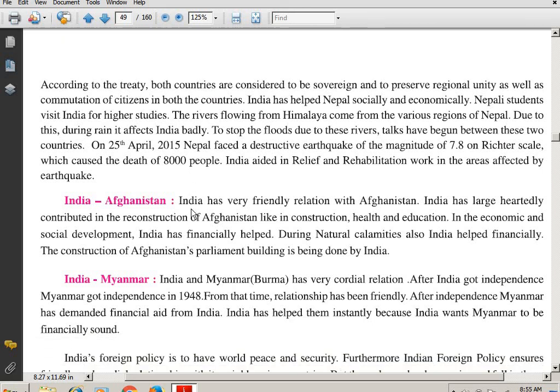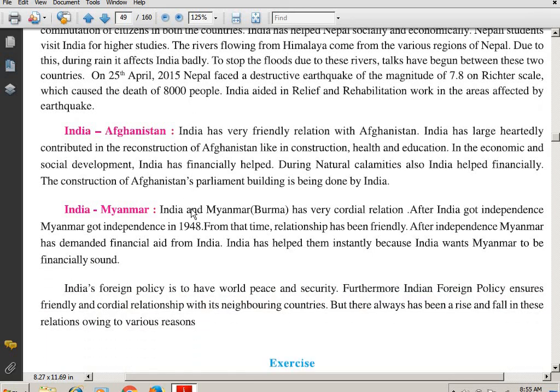Now see India's relation with Afghanistan. India has a very friendly relation with Afghanistan. India has large-heartedly contributed to the reconstruction of Afghanistan, like in construction, health and education. India has very generously contributed in the reconstruction of Afghanistan, like in construction, health and education.